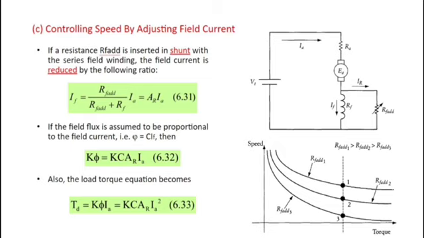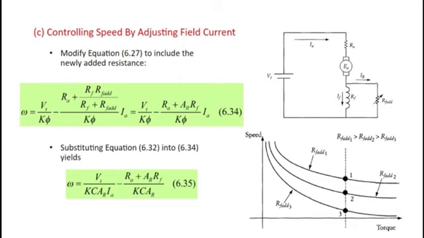If the field flux is assumed to be proportional to the field current IF, where C is the constant of proportionality, then the field flux can be controlled by adjusting the field current. By changing the field current, the strength of the magnetic field generated by the motor can be varied, which affects the motor speed and torque. If the field flux is assumed to be proportional to the field current, then the formula becomes 6.32, and the load torque equation becomes 6.33.